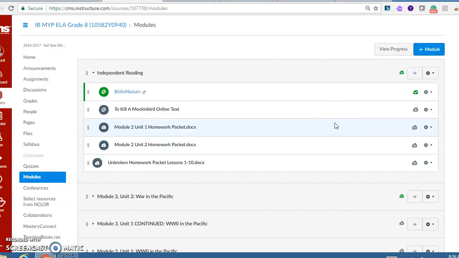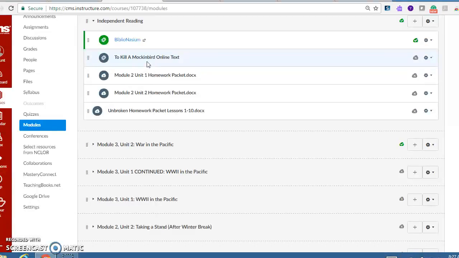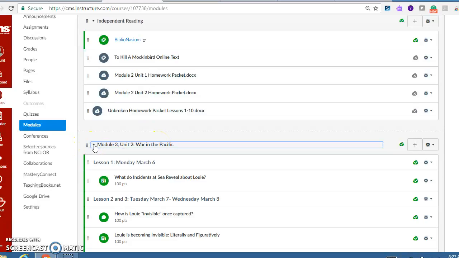So just to show you what I'm talking about, this is my view of my Canvas page. I usually put their homework packets that I give them in hand up at the very top. They're available for them all the time. This was an online version of To Kill a Mockingbird that we use, and so on and so forth. We have everything else based off of modules that they completed, and everything is done by the date.